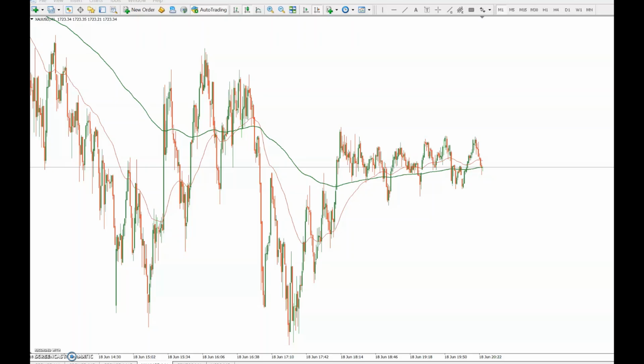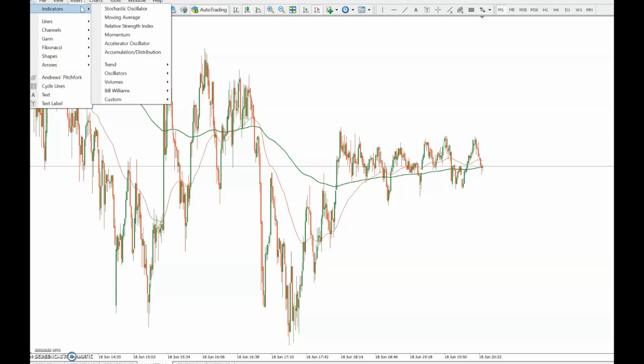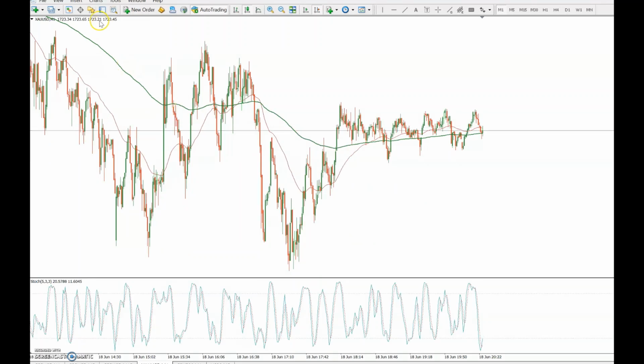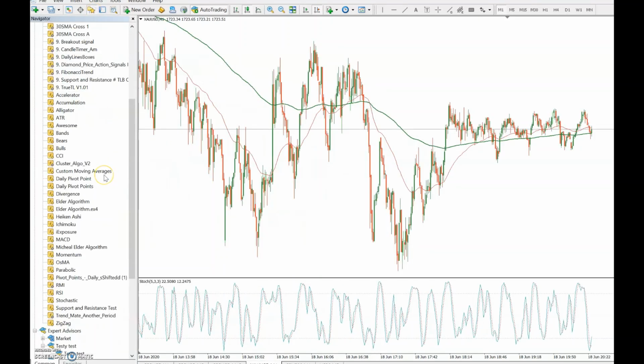So for this strategy, we're not going to be using any sort of support and resistance or higher time frame analysis. We're just going to be using two indicators. The first one is the stochastic oscillator. If I just throw it onto the screen here, we want the settings to be 5, 3, and 3. They're just the default settings that come with this indicator. So click OK. And then our second indicator is a custom indicator called the Elder algorithm.